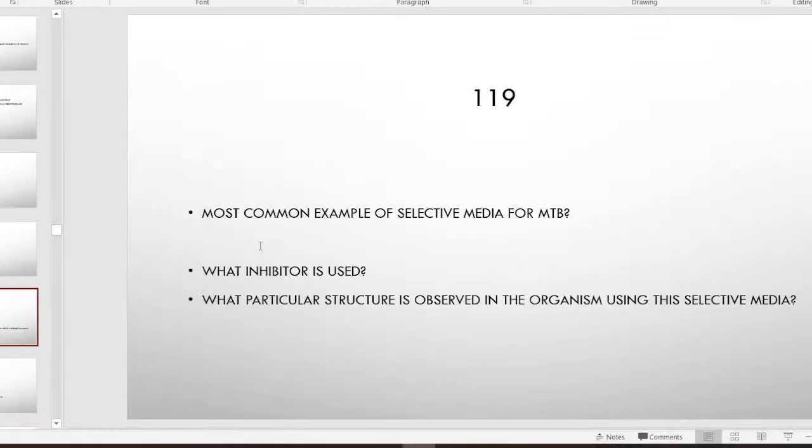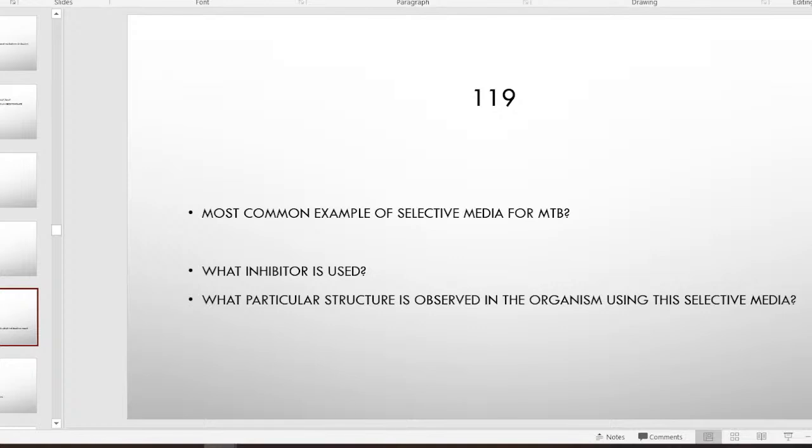I will show you an example, the appearance of LJ agar. Actually, this is the one that I saw when we were growing MTB in the laboratory before.